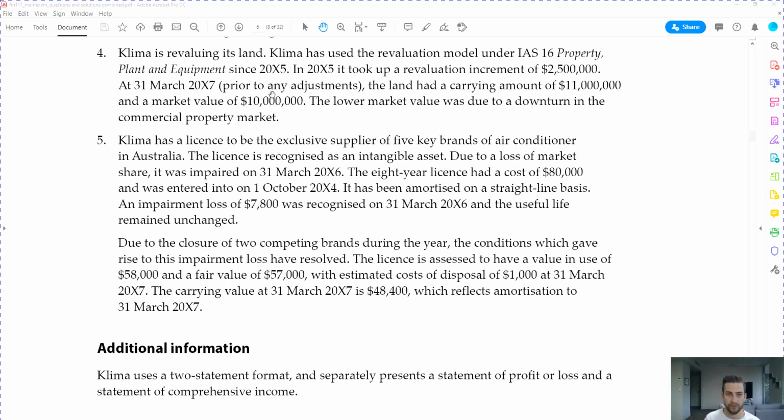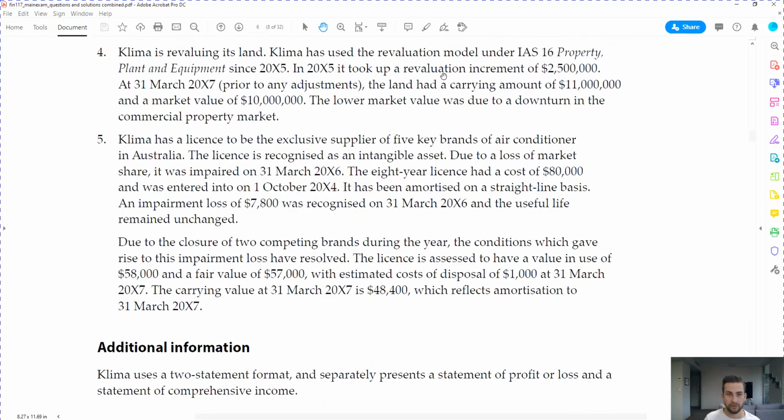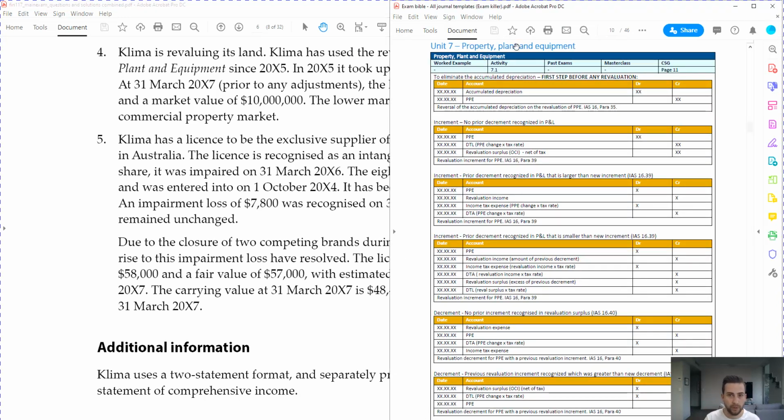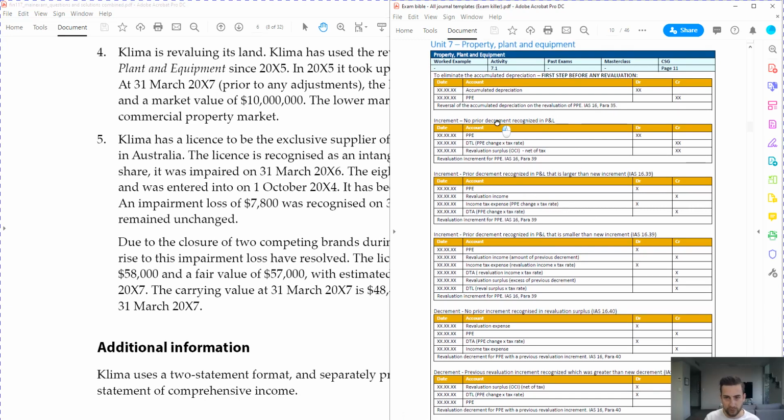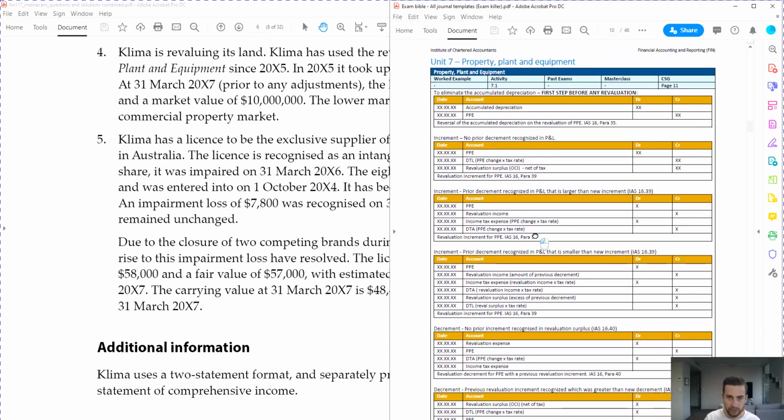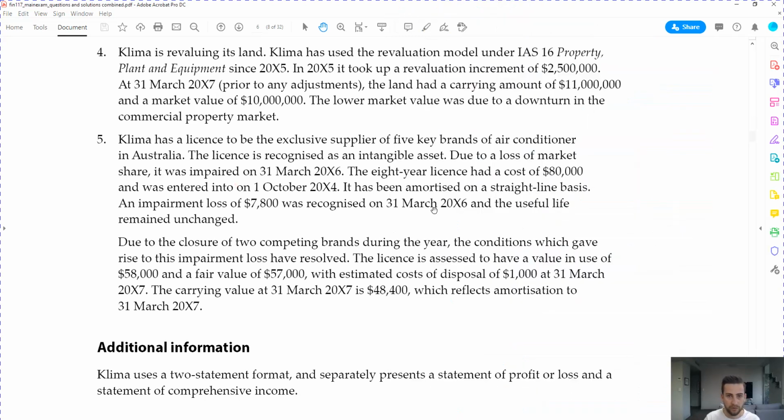Okay, so if you think about what's happened in this question, this is to do with the property, plant and equipment chapter, and we need to think about what happened in the prior year. Depending on what happened, whether it's a decrement and now an increment, or an increment now a decrement, or no increment and now an increment, or no increment now a decrement, it's all going to result in different journal entries, which I'll show you in a second in the exam Bible, in the property, plant and equipment section. It really depends on the situation. So first of all, you need to identify what the correct situation is. Once you've done that, you can just refer to the exam Bible and use the journals there. Super easy. The only tricky part is figuring out what actually happened last year.